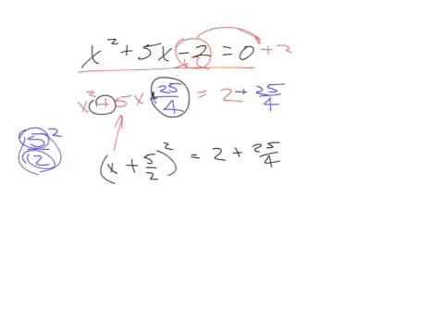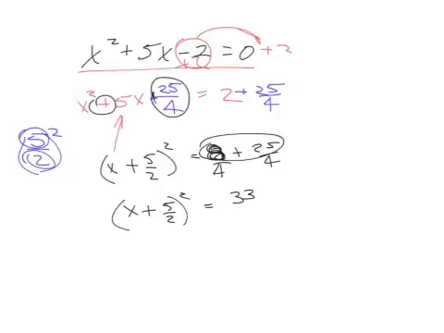Now we have to find the common denominator in order to add those up. So this needs to be a 4, so this is going to be an 8. 8 over 4 is the same as 2, right? So now we have x plus 5 over 2, the quantity squared, equals 33 over 4. Okay, that doesn't look too terrible.